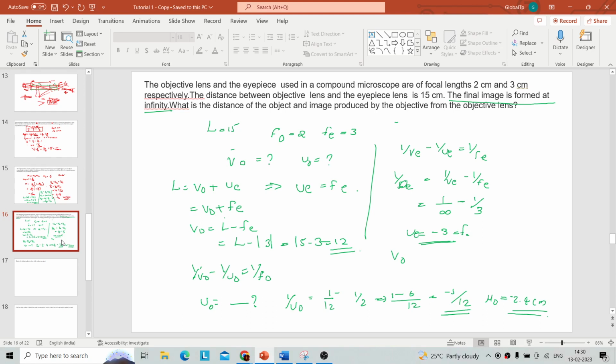Minus 2.4. Minus 5 by 12 we will get. Fine. Thank you. So just remember a few formulas, that's it, okay? Then you can solve all the problems here.